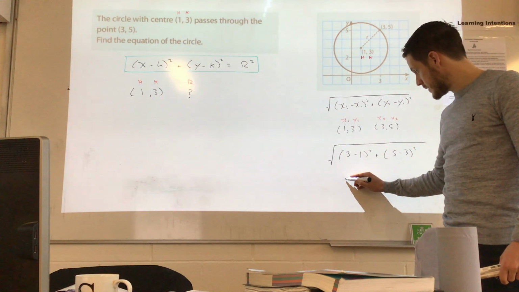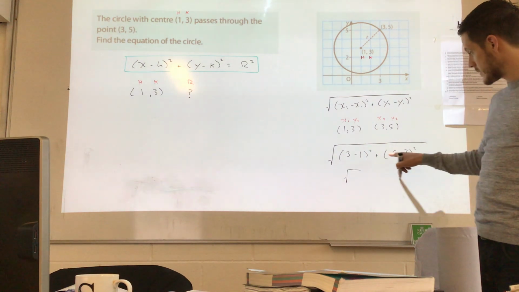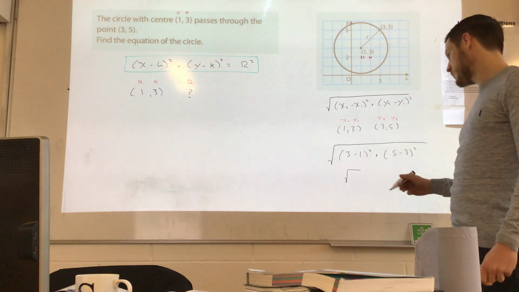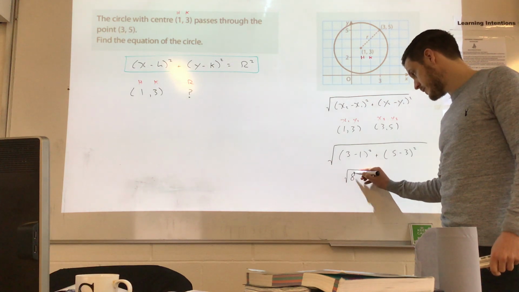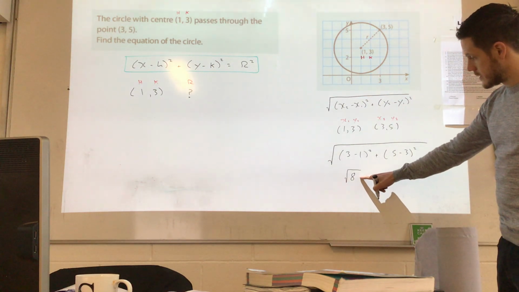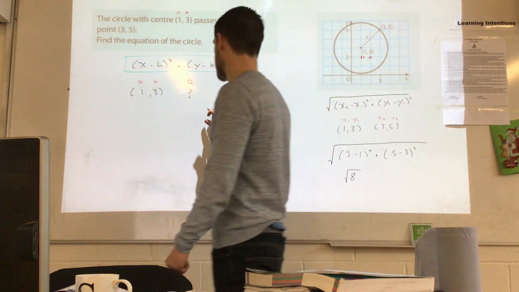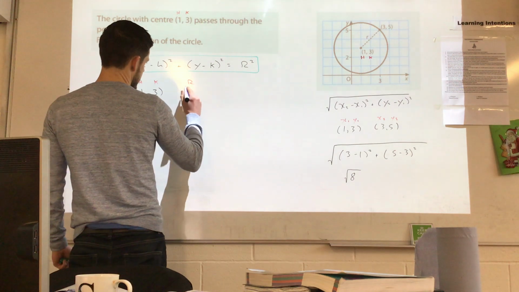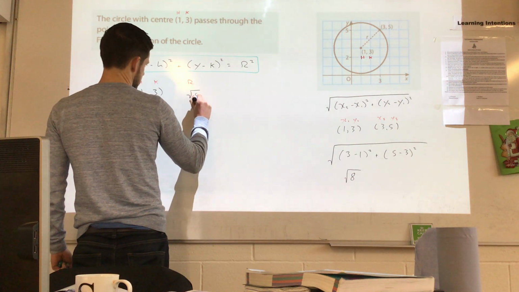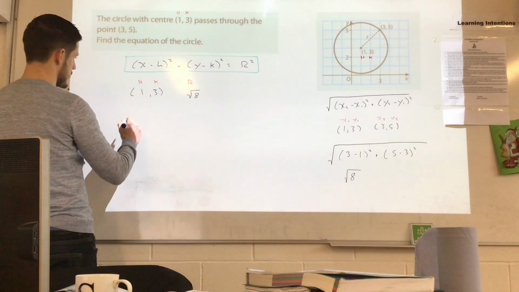So when you put that into your calculator, it's going to give you 2 squared plus 2 squared, which is 4 plus 4, which is the square root of 8. It's a coincidence, it was the same as the last one. So this is going to give me the square root of 8 as my radius. So now I know my radius is square root of 8. And what I can do is sub it into this formula here now.